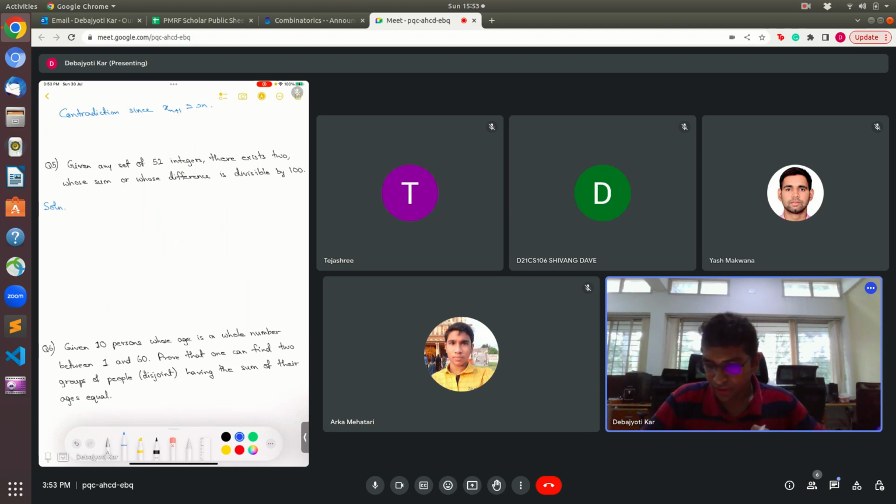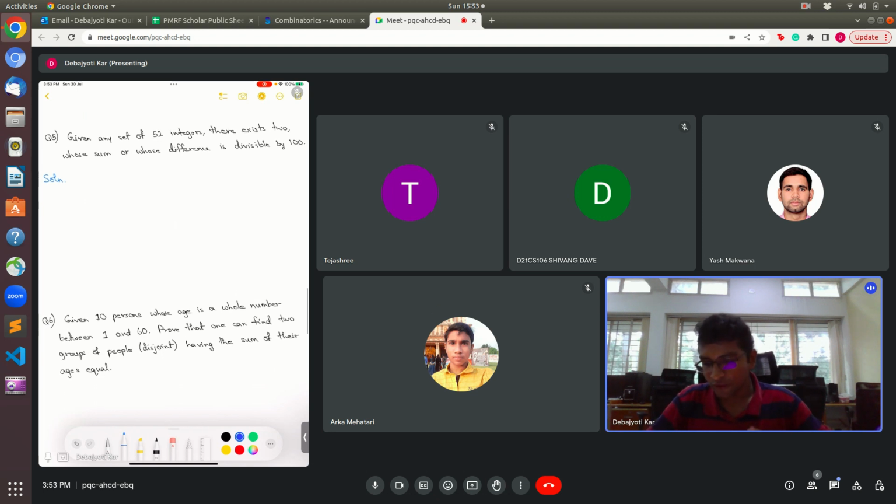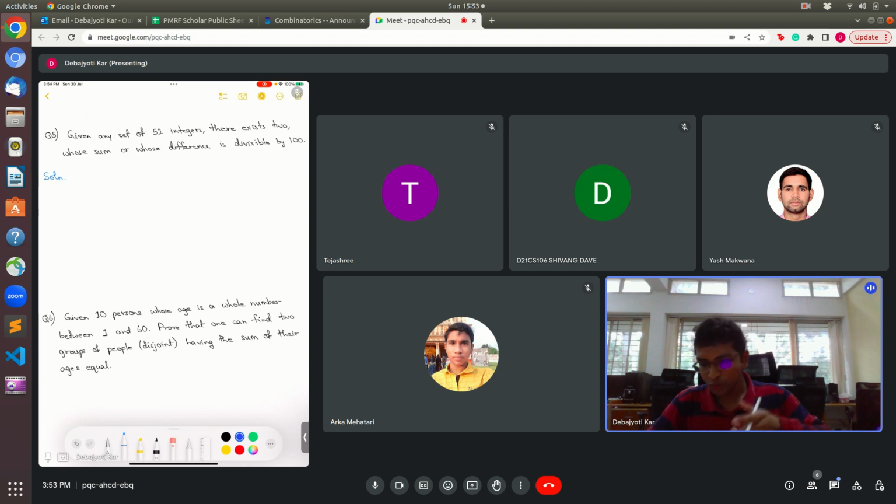So this says that given any set of 52 integers, there exist two integers whose sum or whose difference is divisible by 100. So we are given 52 arbitrary integers. We need to show that there will always exist two integers such that either their sum or their difference is divisible by 100.